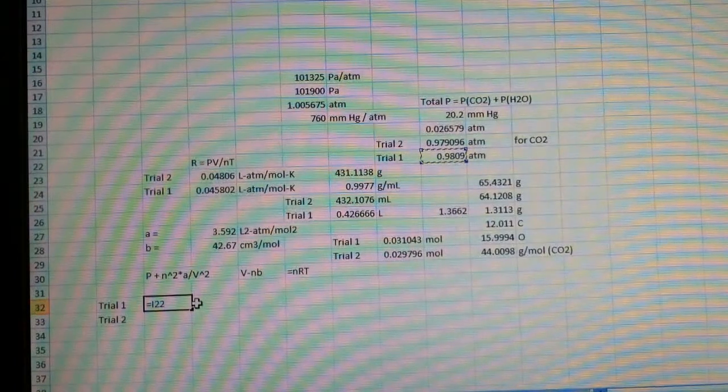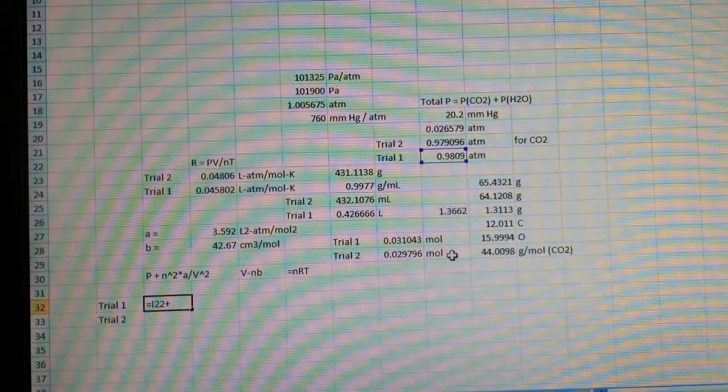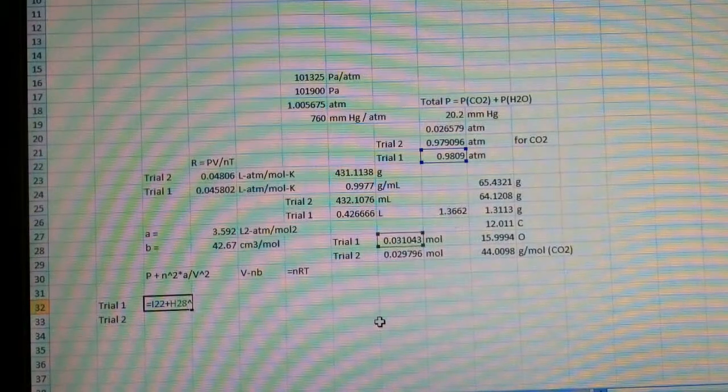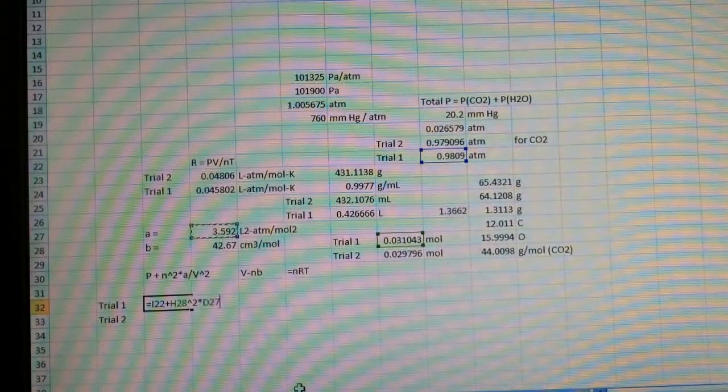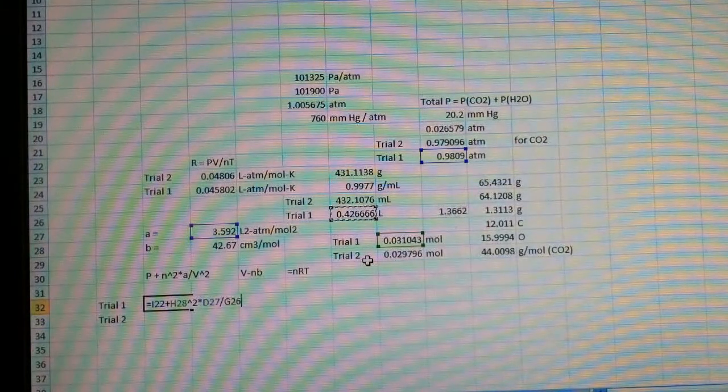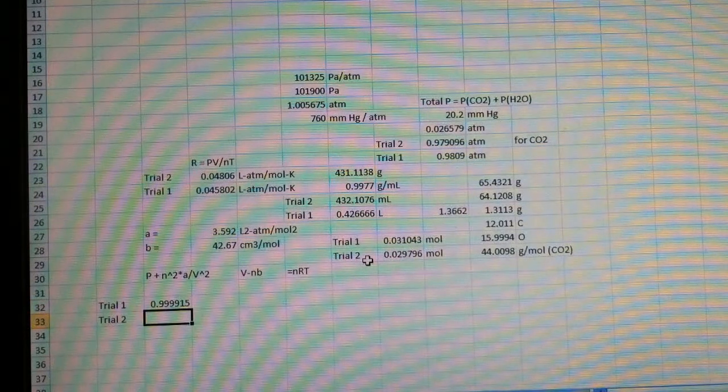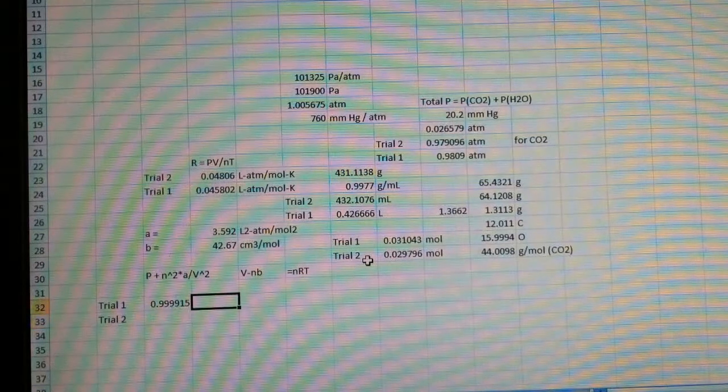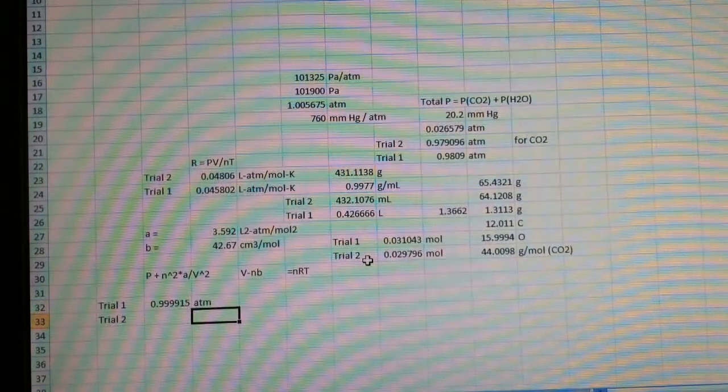I'm adding my correction factor, which is trial 1 moles squared times this constant A, and divided by my volume for trial 1 squared. Okay, so there is my pressure, and that'll work out to atmospheres.